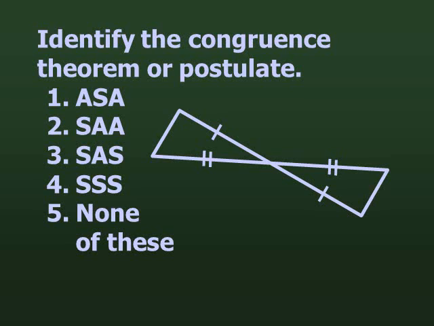Which congruence theorem or postulate works for this one? This one's trickier because I didn't mark everything that I know. If you said side-angle-side, you are right, because I have angles that are congruent because of what? Vertical angles. So remember, we have to know everything we've already learned, especially when we're doing proofs. We've got to remember the things from previous chapters.